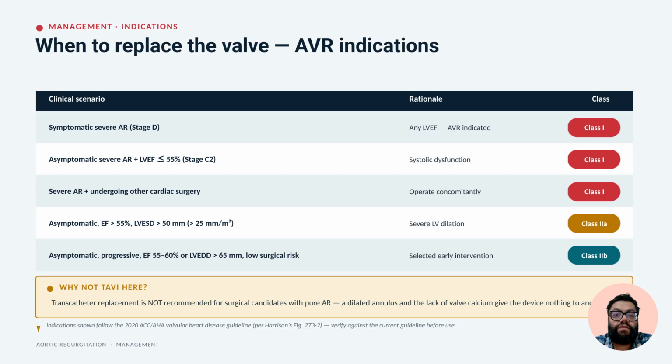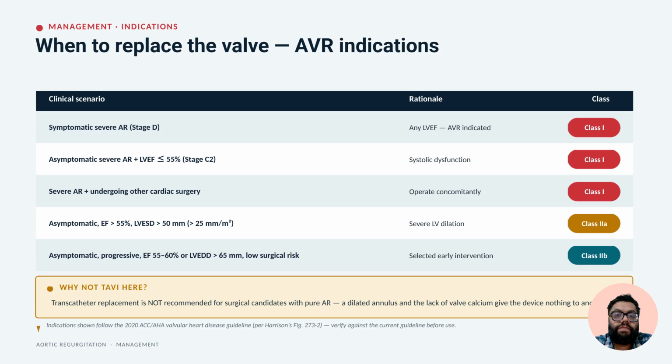This is the slide to photograph. The class 1 indications, the strong ones, are 3. Any symptomatic patient with severe AR earns a new valve regardless of ejection fraction because symptoms mark a ventricle already in trouble. Any asymptomatic patient whose ejection fraction has fallen to 55% or below qualifies, that being stage C2. And anyone with severe AR already going under for other cardiac surgery should have the valve dealt with at the same time.